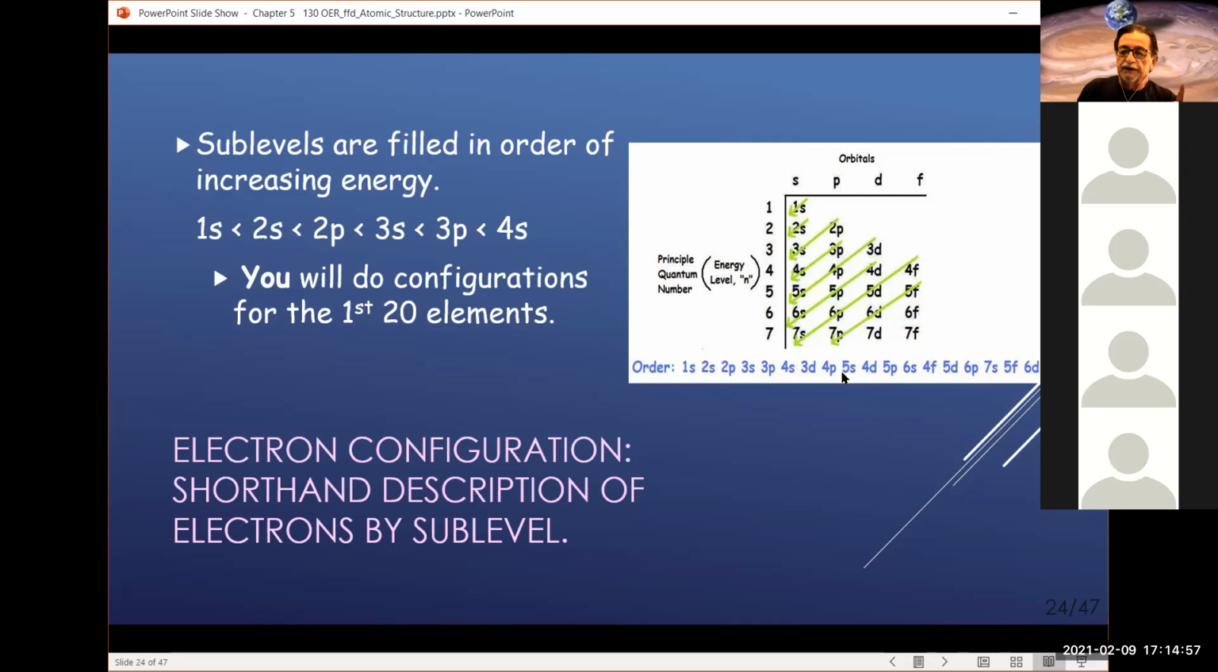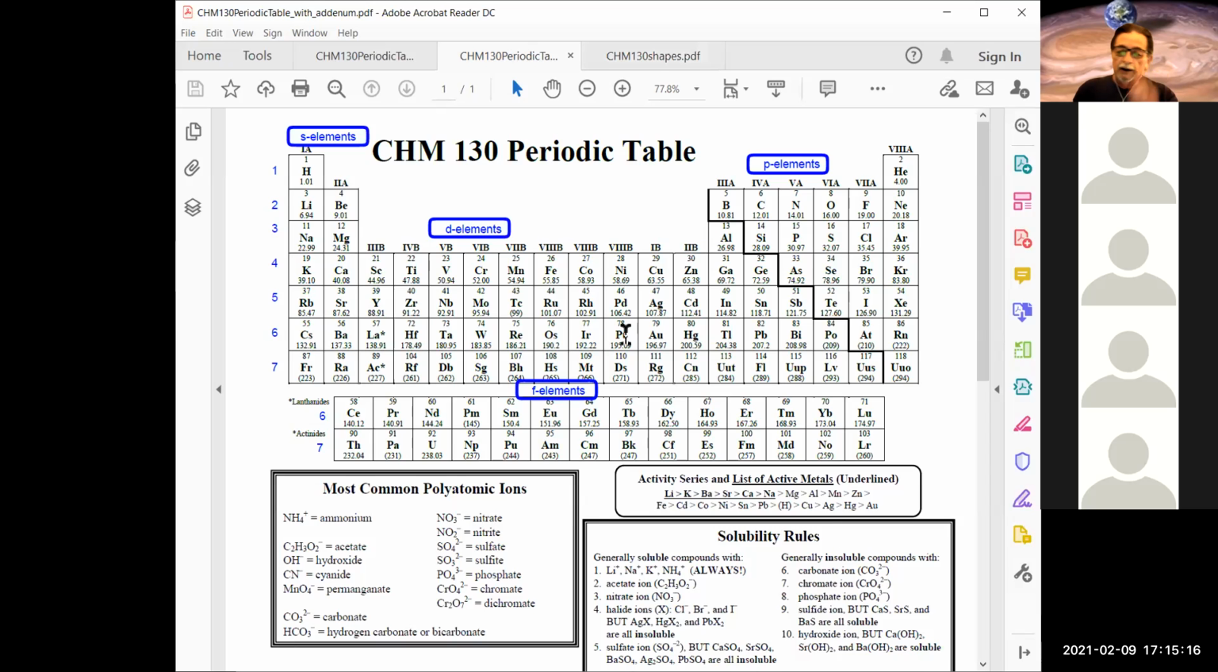Now, what happens is the 3D. Notice in this configuration, you get the 4s, and then right after the 4s, you get the 3d. That can be a bit confusing. What's the deal on the 3d? Well, to explain that, let me go back to the periodic table. Now, you don't have to worry about any of the d's until you start off with number 21, which is right here. Those are the d elements.